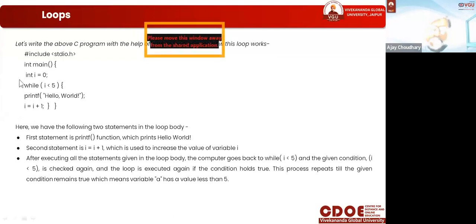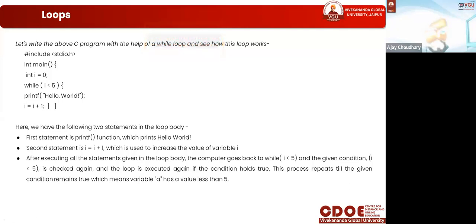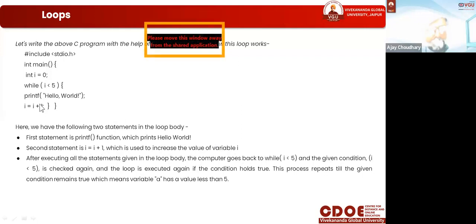So the explanation of this code: the first statement is the printf function which prints hello world. The second statement is the i value with the increment operator. We also learned in a previous session there are many types of operators, arithmetic operators. There are two parts of them: operator and operands. So we take these kinds of values, and we increase these values with the help of the increment operator or plus operator, that is called an arithmetic operator.